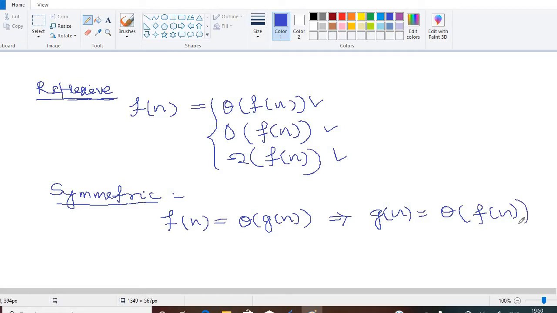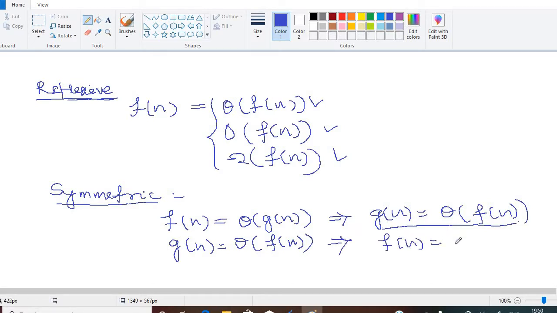We cannot say that big O and omega are symmetric, but theta notation is symmetric. So f(n) is equal to theta of g(n) implies that g(n) is equal to theta of f(n). Similarly, if we have g(n) is equal to theta of f(n), then we can also write f(n) is equal to theta of g(n). Okay, got it? Using the definition part, you can solve this symmetric property also. So try to do that.